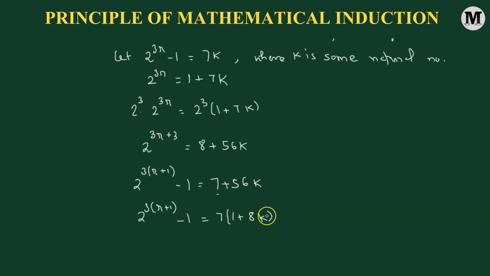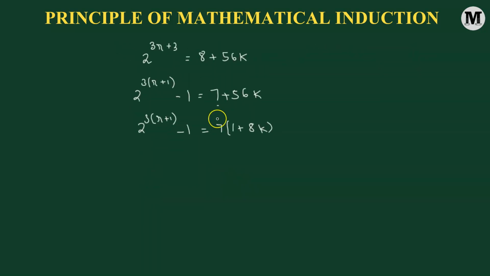Now we have already considered that k is some natural number, which means that 8 times k is also going to be a natural number. Adding 1 to the natural number gives us a natural number. So what we have is 7 multiplied by some natural number. In short, on the left hand side we have everything as it is, and on the right we have 7 multiplied by some other constant p, where p equals 1 plus 8k is some natural number.